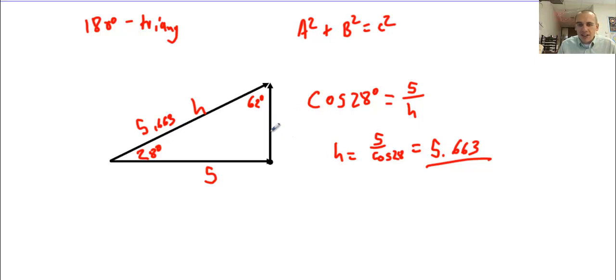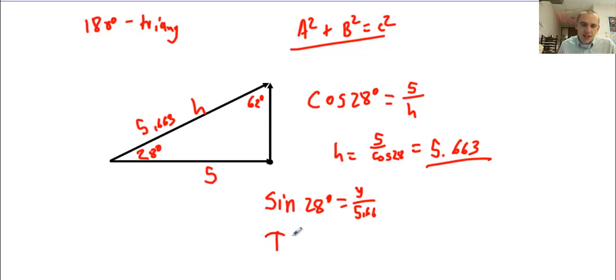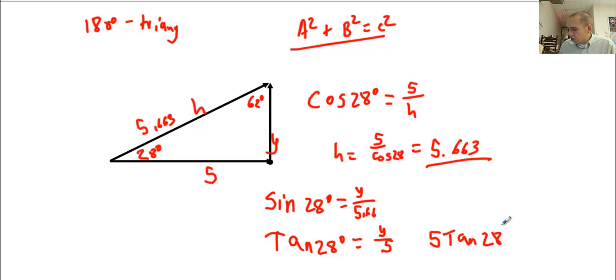And if I want, now I can get the other side either with the Pythagorean Theorem, or I can use sine. I could say the sine of 28 degrees is equal to the opposite side, y, over this 5.66 I used. Or I could even use tangent, and I could say the tangent of 28 degrees is equal to the opposite side, y, over the adjacent side, 5. And if I do that, then 5 times the tangent of 28 degrees will give me my answer. So 5 tangent 28 is 2.66.